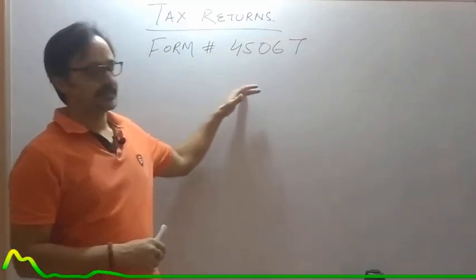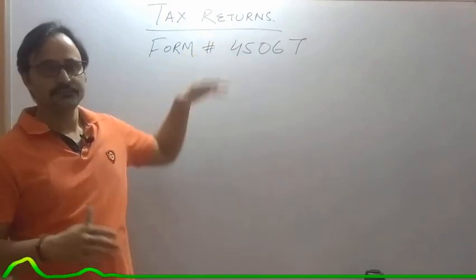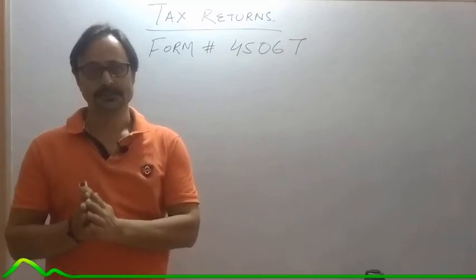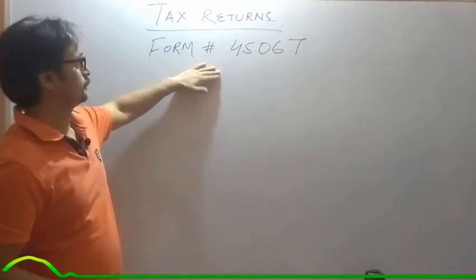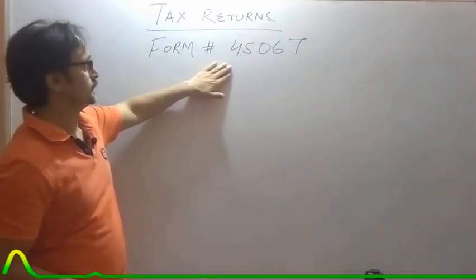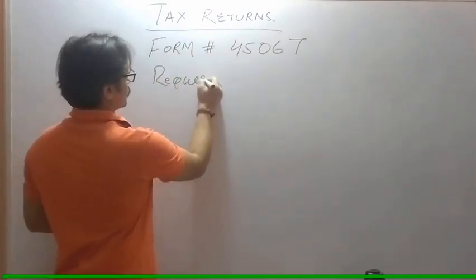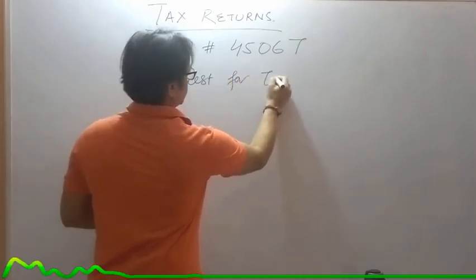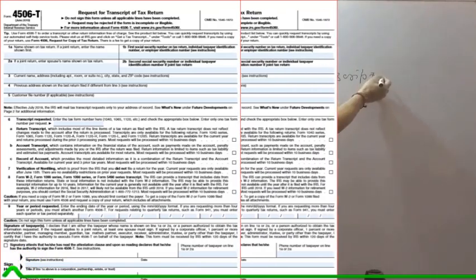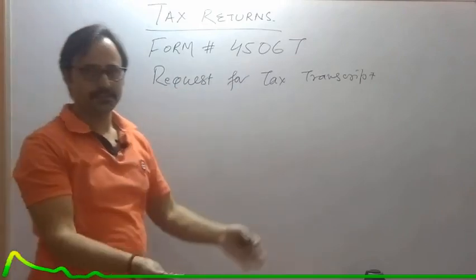So to authenticate that the data we are receiving on the tax return is correct, we need the record they have filed with the IRS. To get that record, this is form number 4506-C. This is a request for a tax transcript. This is what the document is, right? This is a request to get a tax transcript.